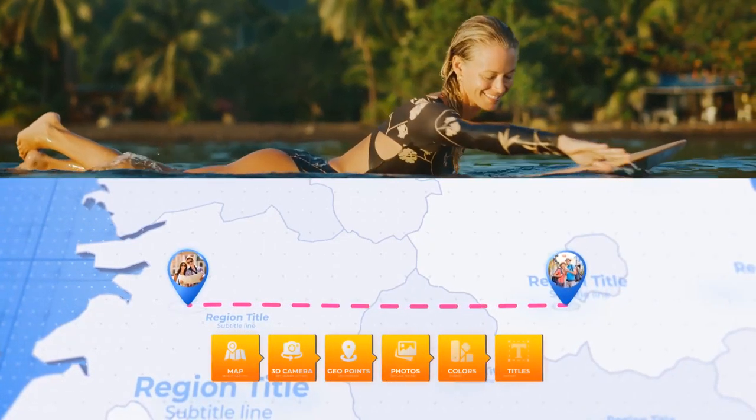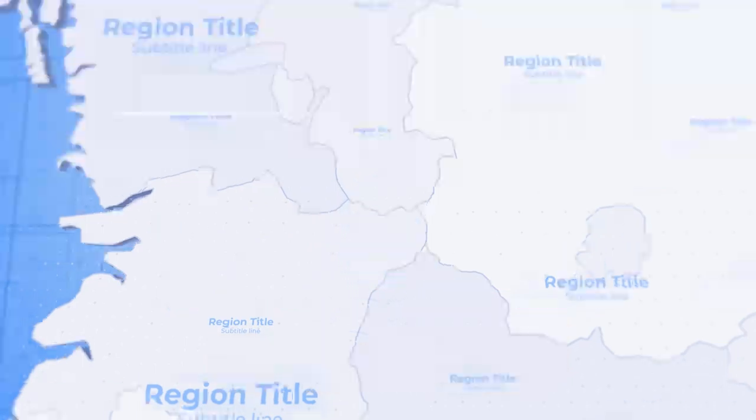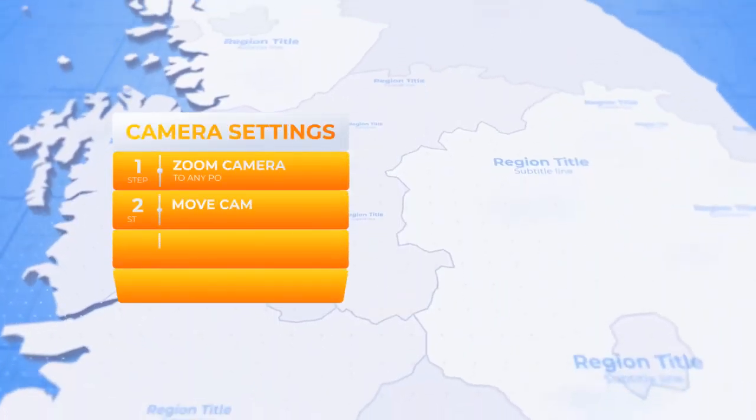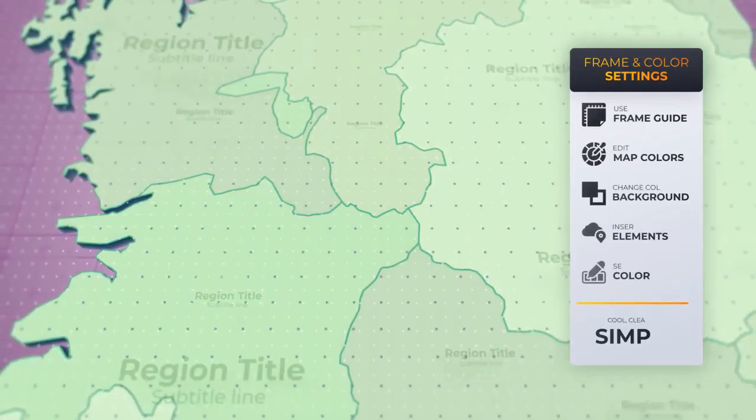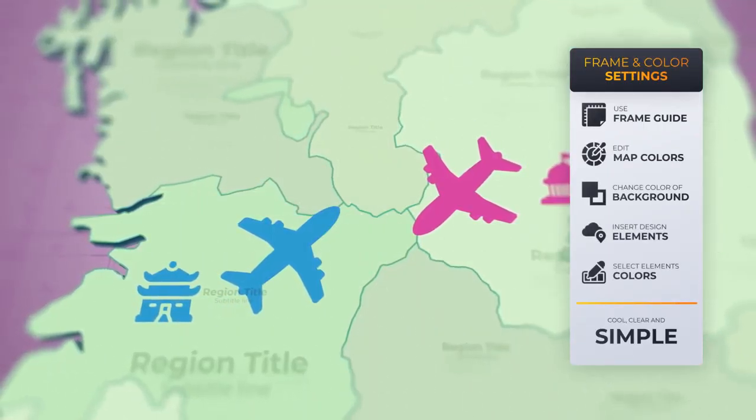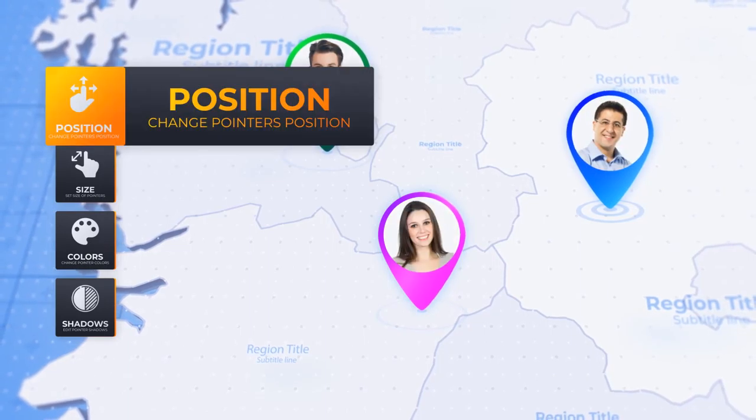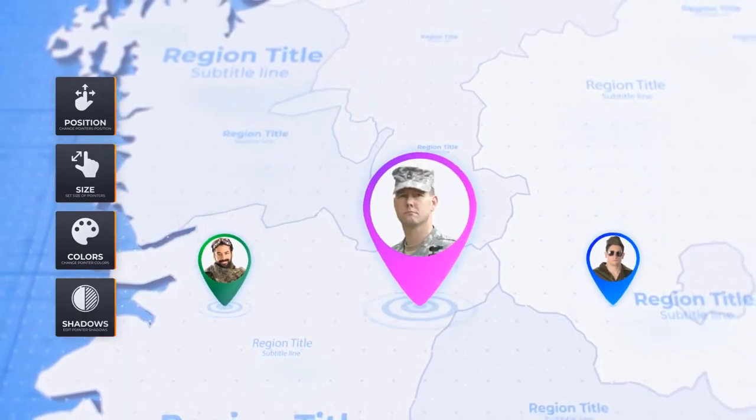Customize your travel video design in just a few clicks. Control the 3D camera over the map to get closer to any point of the country. Change the colors of the map and background to get the proper design. Edit the location, color, and size of the pointers to get the design you need.